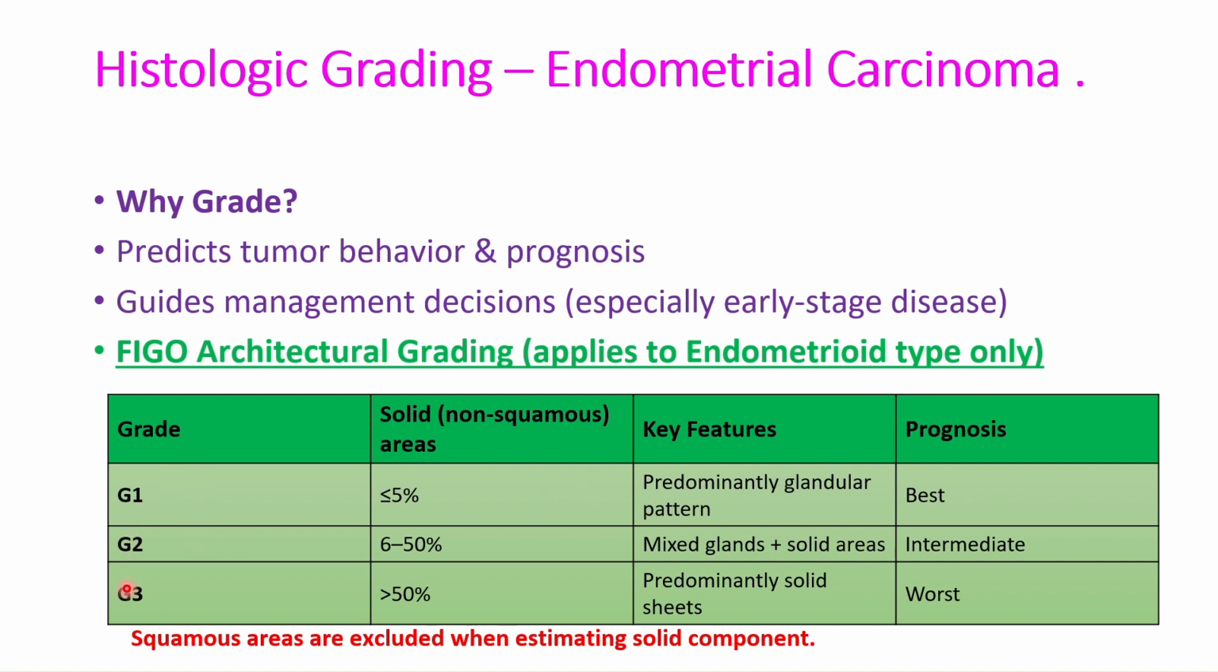So these are the grades 1, 2, 3. Grade 1 has less than 5% solid non-squamous area, which shows predominantly glandular pattern, and it is having the best prognosis. Grade 2 has 6 to 50% solid areas with mixed glands and solid areas, intermediate prognosis. Grade 3, where 50% or more than 50% is solid area, predominantly solid sheets, having worse prognosis. Squamous areas are excluded when estimating solid components.